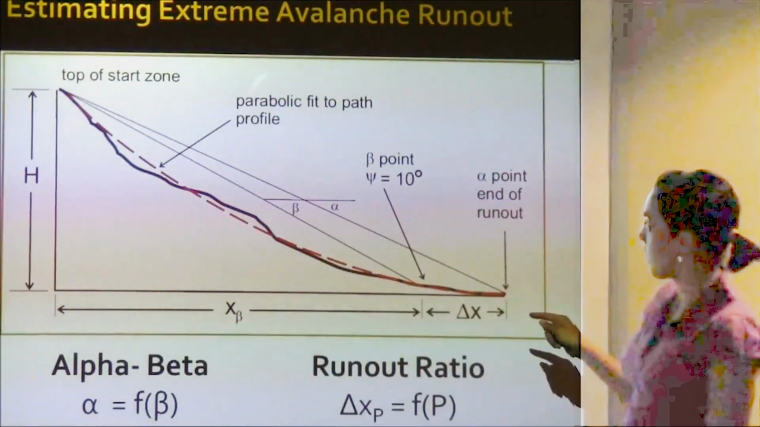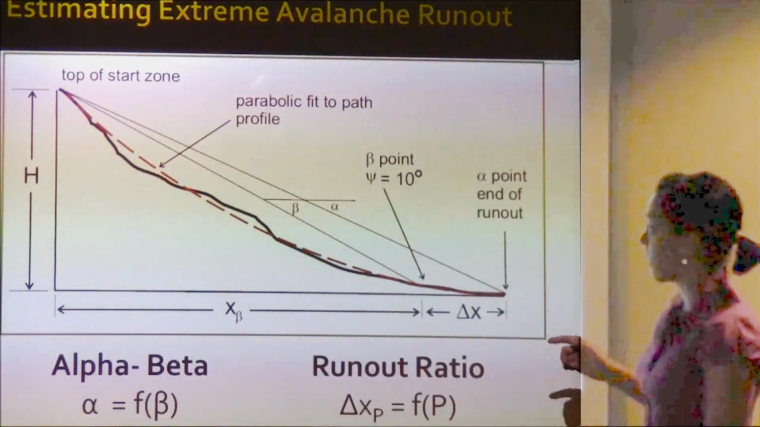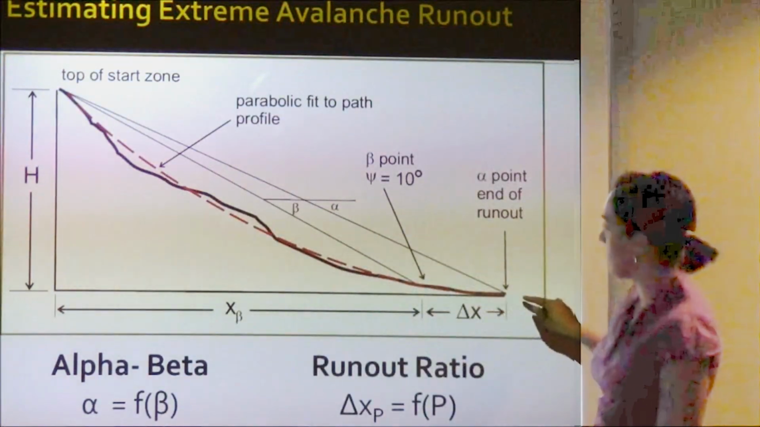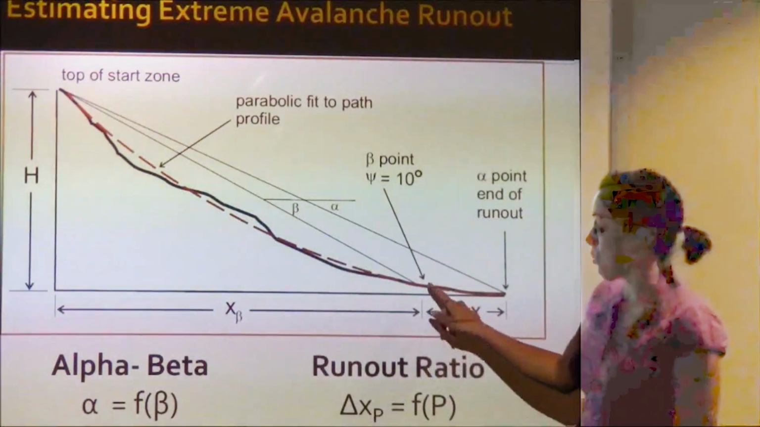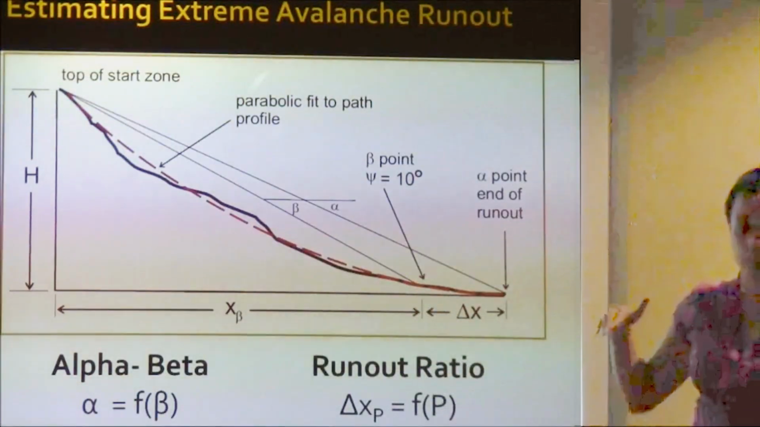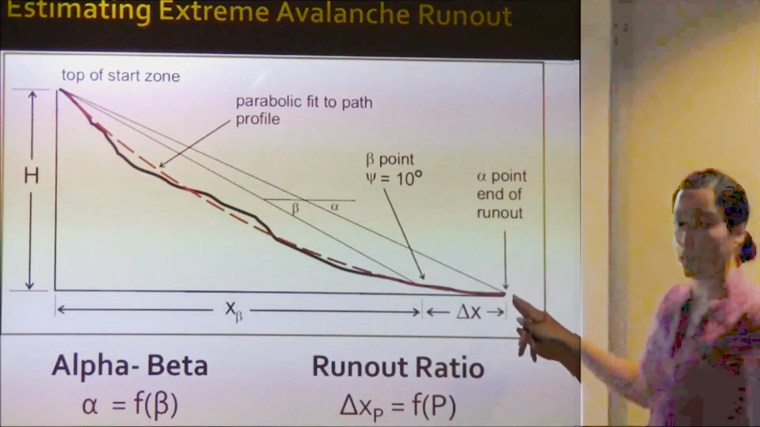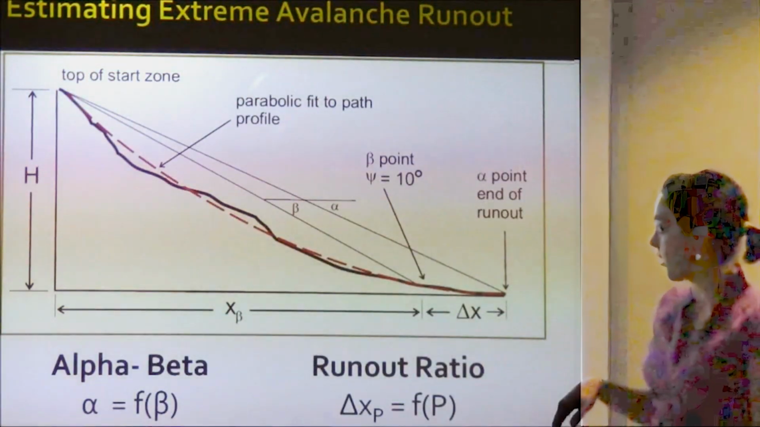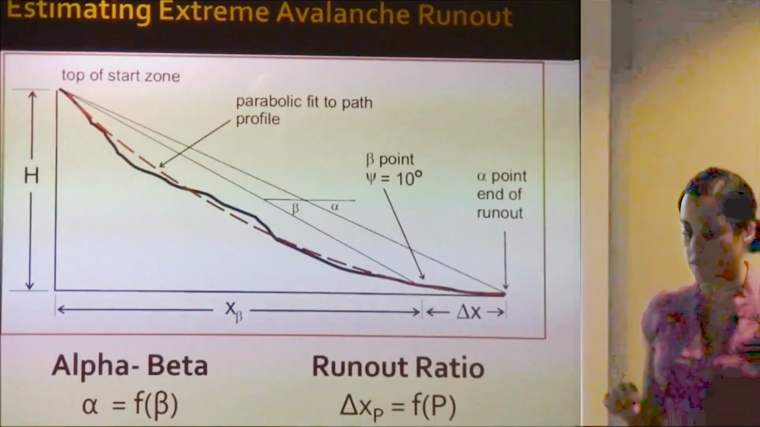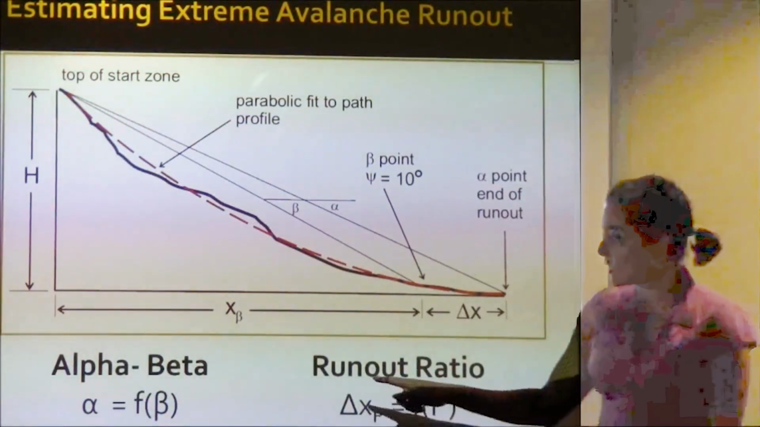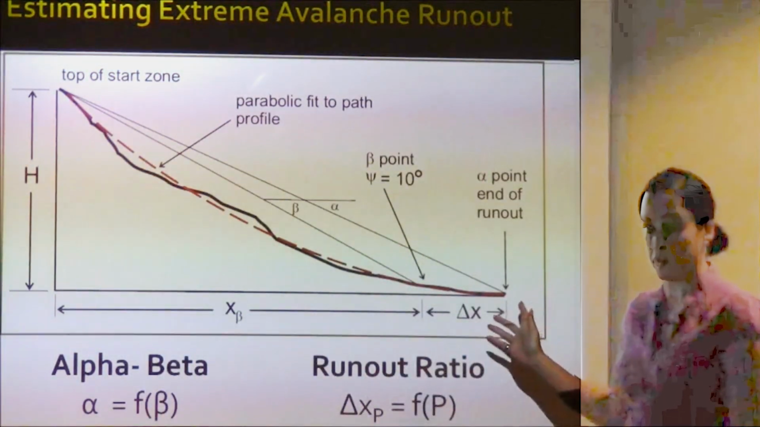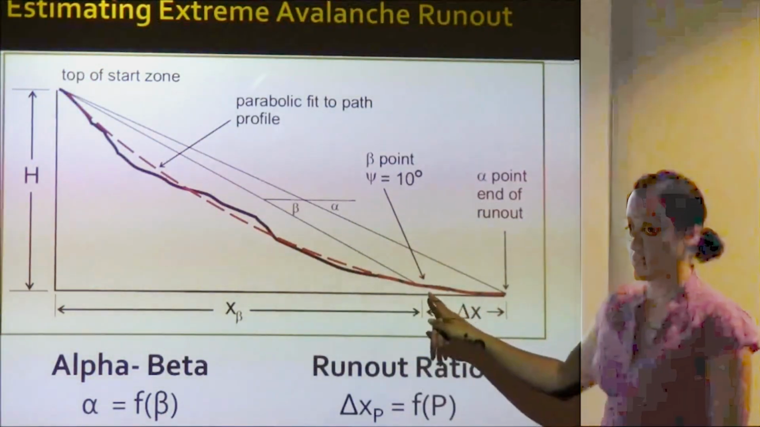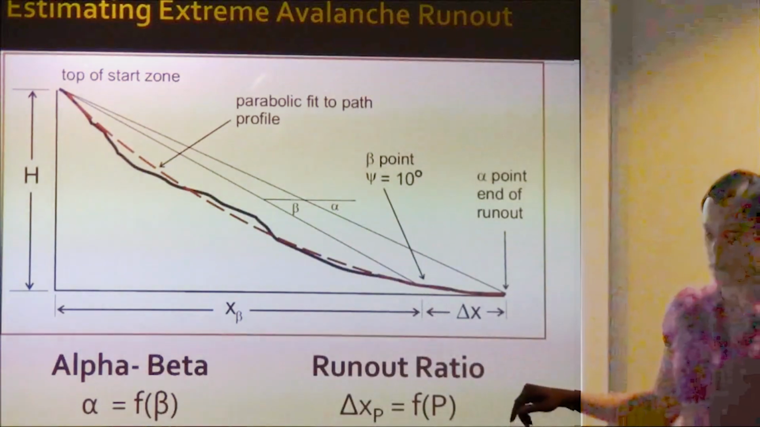What we have here is a cross-section through a hypothetical avalanche path. We've got the top of the start zone, through the track, and out to the runout zone here. The two important things on here are what we call the beta point, which is where our slope first descends to 10 degrees, and our alpha point, which is right here, the extreme runout point, so the furthest point where we expect that avalanche to go. There are two types of statistical models I'm going to talk about today. The first is alpha beta, which calculates our alpha point just based on our beta. The second is our runout ratio, which also uses this beta point, but is based on extreme value statistics.